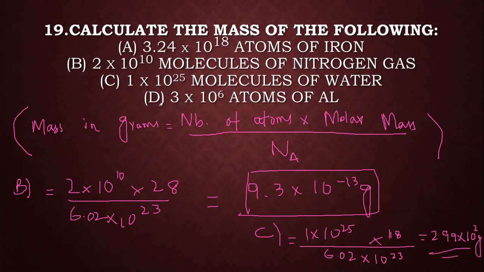In case D, it's just 3 into 10 raised to the power 6, multiplied by the molar mass of aluminum, 27, whole divided by the Avogadro number, 6.02 into 10 raised to the power 23. So this value must be equal to 1.346 into 10 raised to the power minus 16.